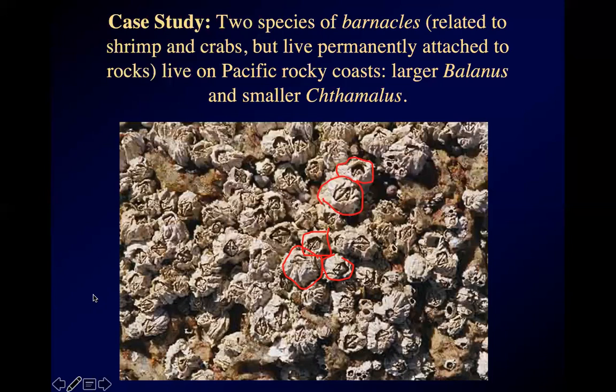And once a barnacle has glued itself to a rock, it can never leave. They're permanently attached. And so every new generation of barnacles, the larvae have to find a place where they can settle down. And there's 2 species of barnacles that live permanently attached to rocks, a big one called Balanus, genus Balanus. I forget the species name, it's not important here, and a smaller species called Cathamalus.